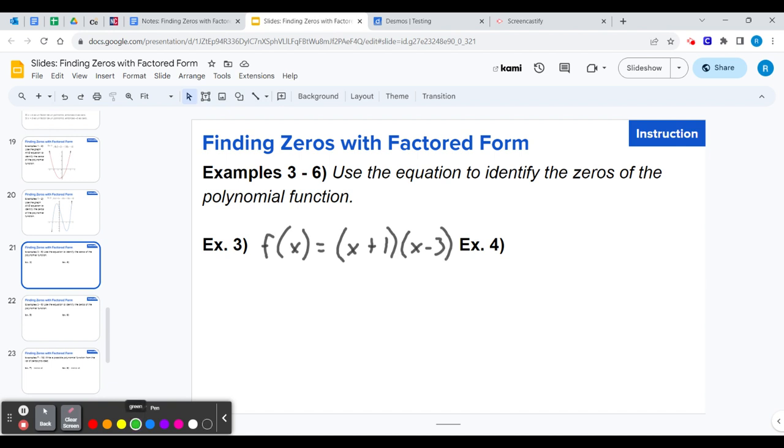And we'll notice that we have a factor here at x plus 1. So x plus 1 means that we are going to have a 0 at -1. And if we also have this factor here at x minus 3, this means we are going to have a 0 at +3.